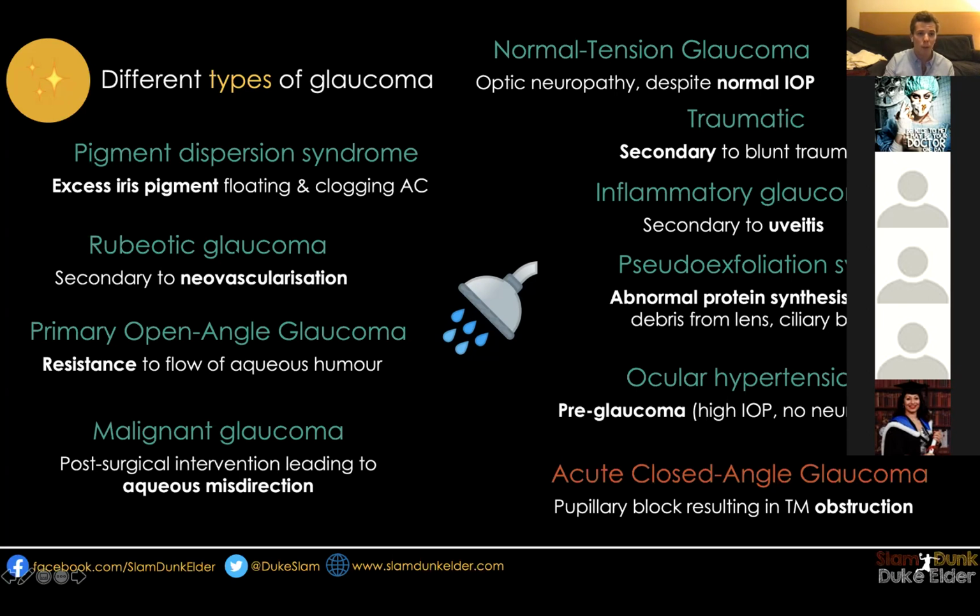And rubeotic glaucoma is also important, known as the 90-day or 100-day glaucoma, because if you ever have a vein occlusion, then unless you treat it urgently, remember they're painless loss of vision, so some people don't even recognize it, then you will develop secondary glaucoma to that vein occlusion, because there's neovascularization that's subtle that occurs at the angle.